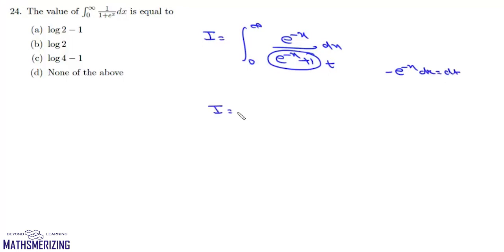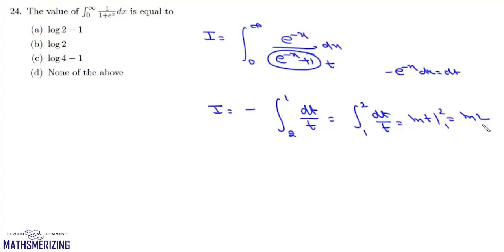So we can write this integral as minus dt upon t. Now if we put x as 0, this lower limit will be 2, and if we put x as infinity, e to the power minus infinity is 0, then this limit will be simply 1, or we can write this as from 1 to 2 dt upon t, which is nothing but ln t, and will be nothing but log 2. So the value of this integral will be log 2 and that's your option B.